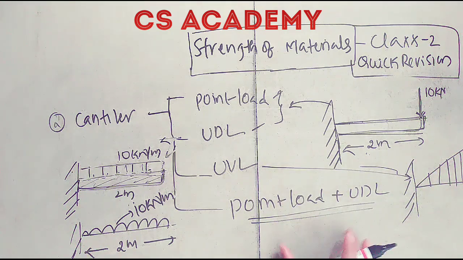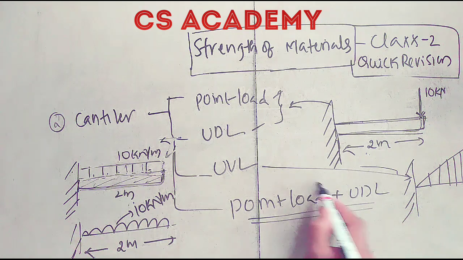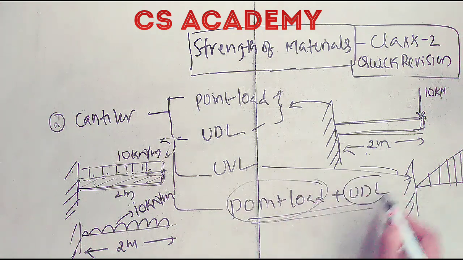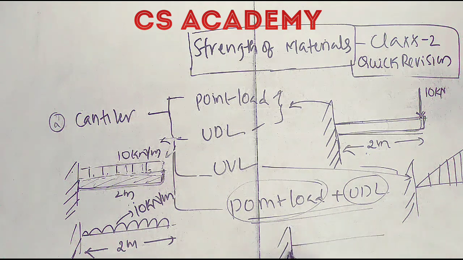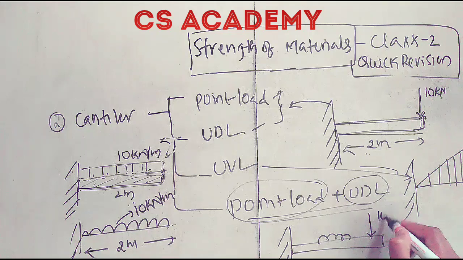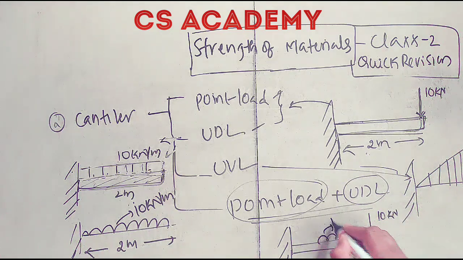The next combination is a point load plus UDL. It is a combination of a point load and a UDL. Suppose in this cantilever beam, this will be the point load and this will be the UDL. See here, this is 10 kilonewton and this is 10 kilonewton per meter.